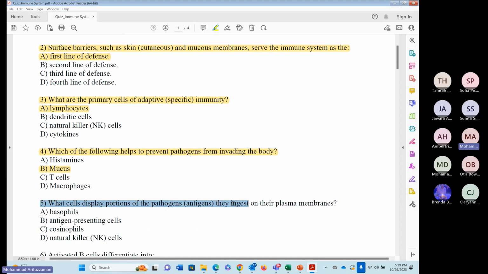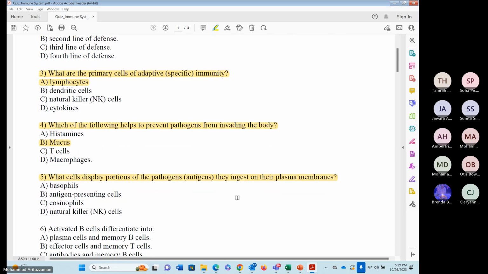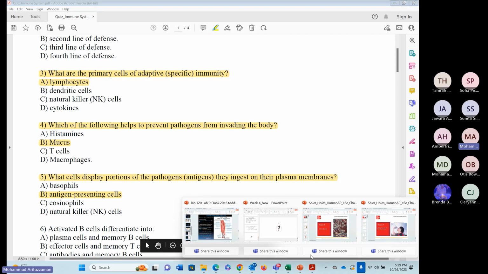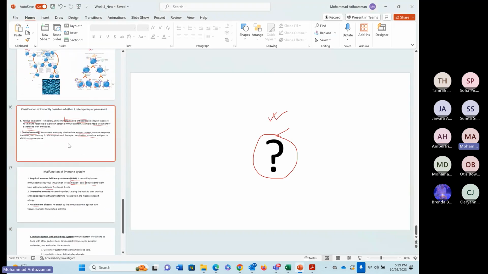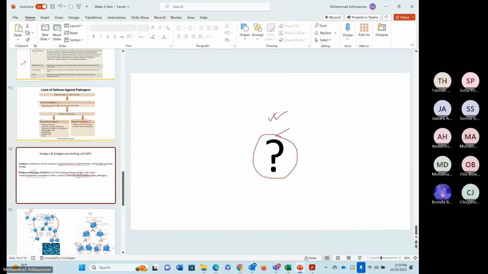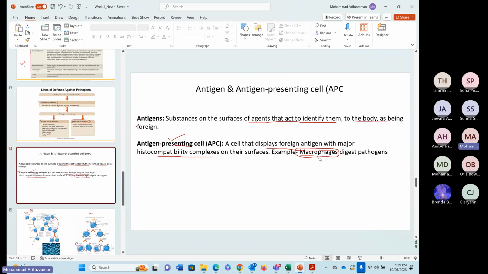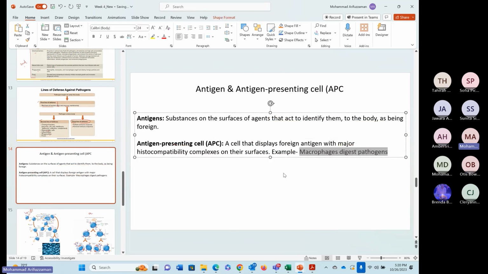What cell displays the portion of pathogens they ingest on their plasma membrane? B, antigen presenting cells. Can you give examples of antigen presenting cells? Can you remember this slide that we discussed? Antigen presenting cell. Can you see the macrophage? An example is the macrophage that digests the pathogen. An example of an antigen presenting cell is the macrophage.